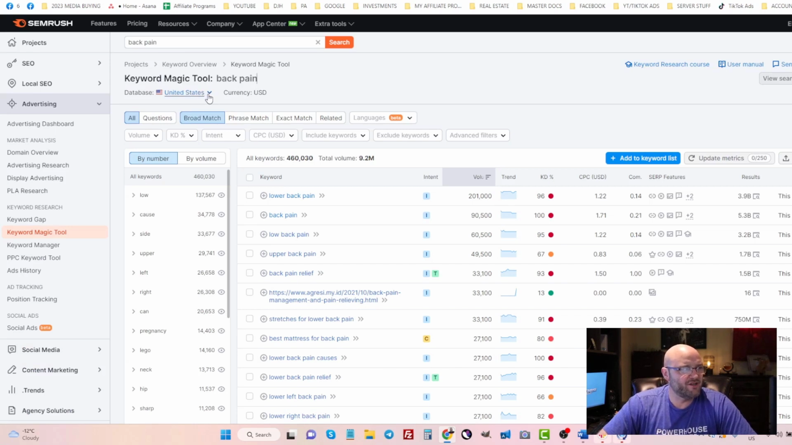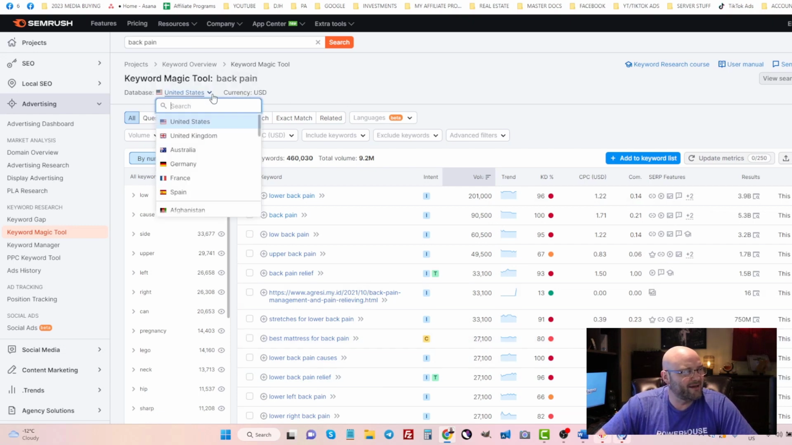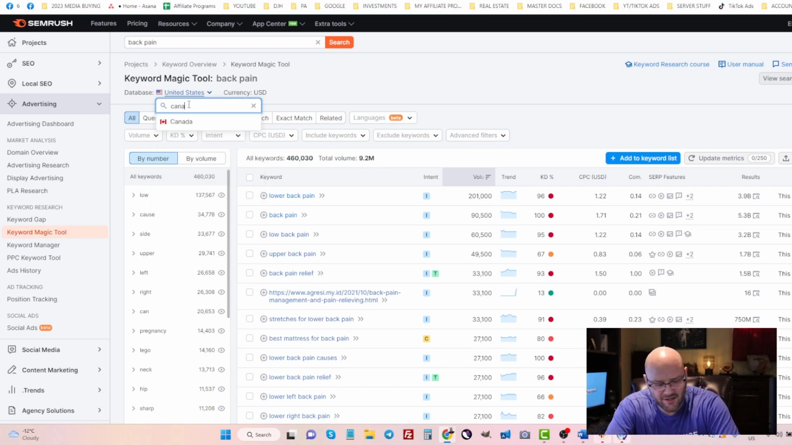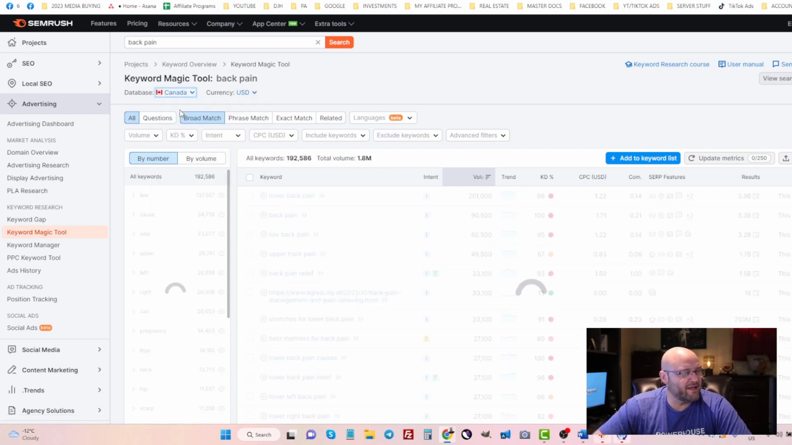If I just change United States here, let's just have a look here. We're roughly in the $1 to $2. Here's a $5 keyword here. And if I just switch this country to Canada, you're going to see a drastic decrease in the amount I'm going to be paying per click in Canada.